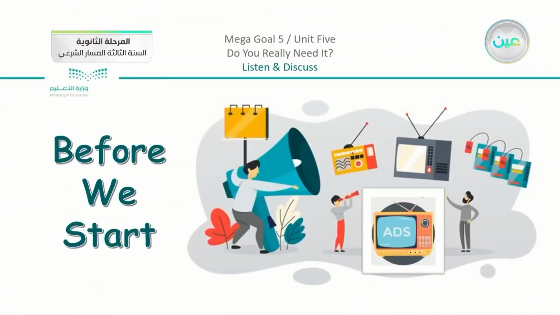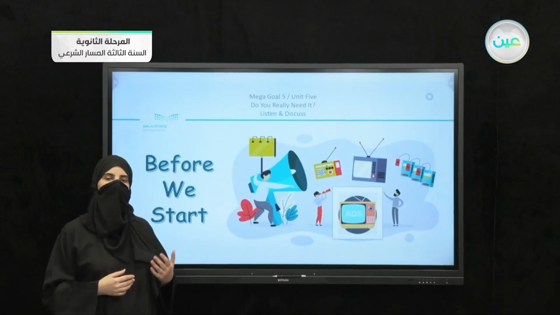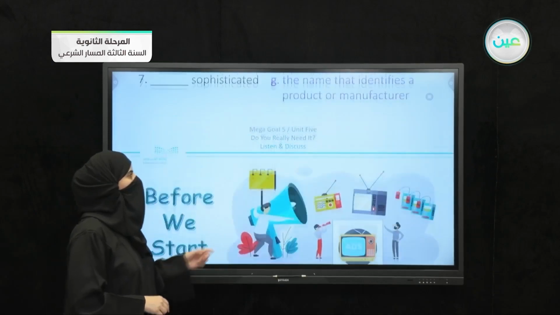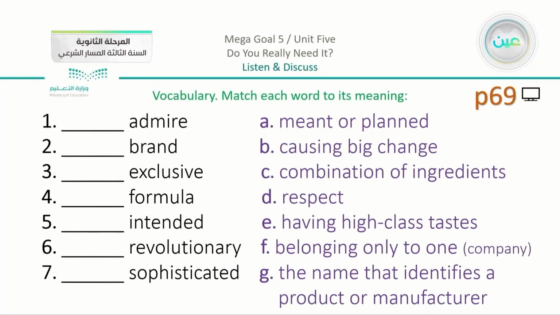Now, before we start, as usual, when we start our discussion and the different points that we have in the listen and discuss, we are going to pass by the vocabulary that we have. So you have your vocabulary exercise, which is on page number 69. Now, I'm going to give you just 1 second to read the word. I'm going to follow up.